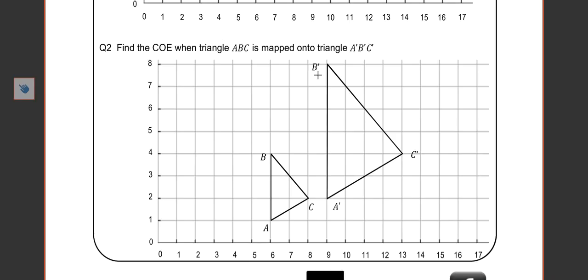If I join the B's together, but this time I have to extend it, but I have to be careful, don't I, that I actually draw it properly. So it's across 4 down 3, across 4 down 3. So that's where it will be. And in the same way I go through C, it will end up there, and point A, it will end up there. Okay, so that's where my centre of enlargement is. Because then they won't cross.